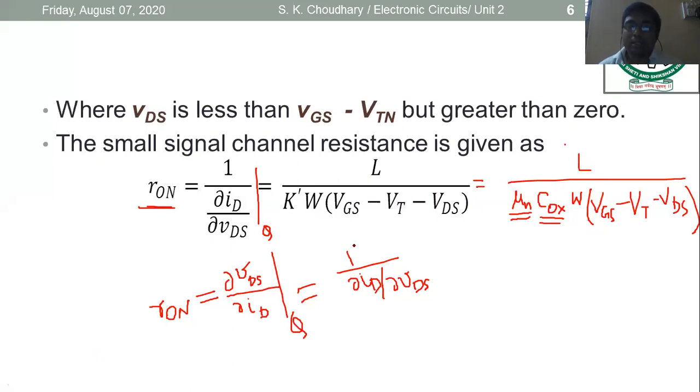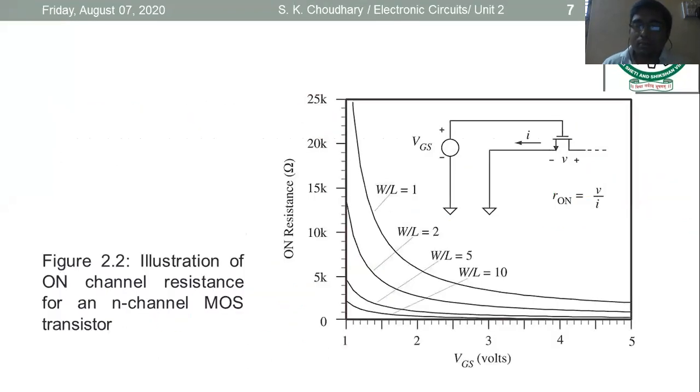Okay. If the W by L ratio is decreasing, your resistance would be increasing. It means your device size would decrease, and it will have an effect on your channel resistance. Now we have to see a relationship. Whatever I have told you verbally, you can correlate with this term.